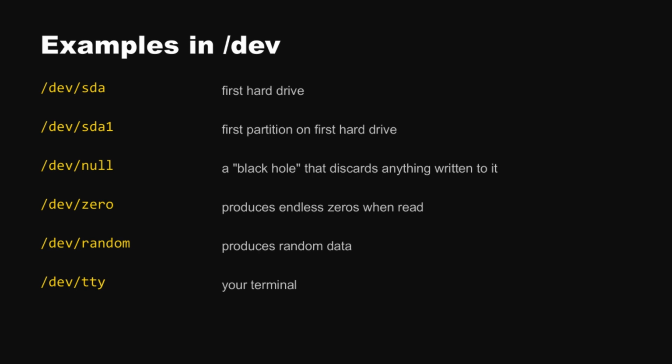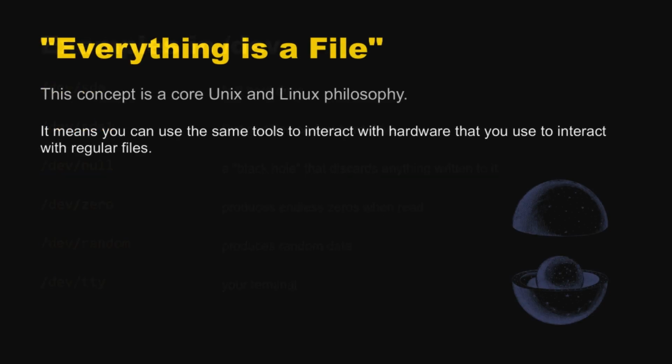/dev/null is a black hole that discards anything written to it. /dev/zero produces endless zeros when read. /dev/random produces random data. And /dev/tty is your terminal. This concept, everything is a file, is a core Unix and Linux philosophy. It means you can use the same tools to interact with hardware that you use to interact with regular files.